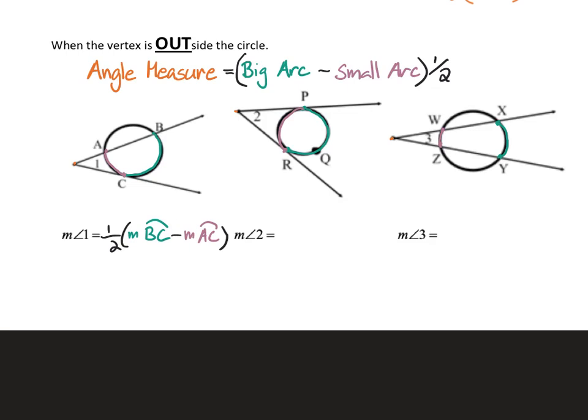So for this next one, we're going to take the measure of arc PQR and subtract the measure of arc PR. And then for the last one, we would do the measure of arc XY minus the measure of arc WZ. Okay, that's all there is to it.